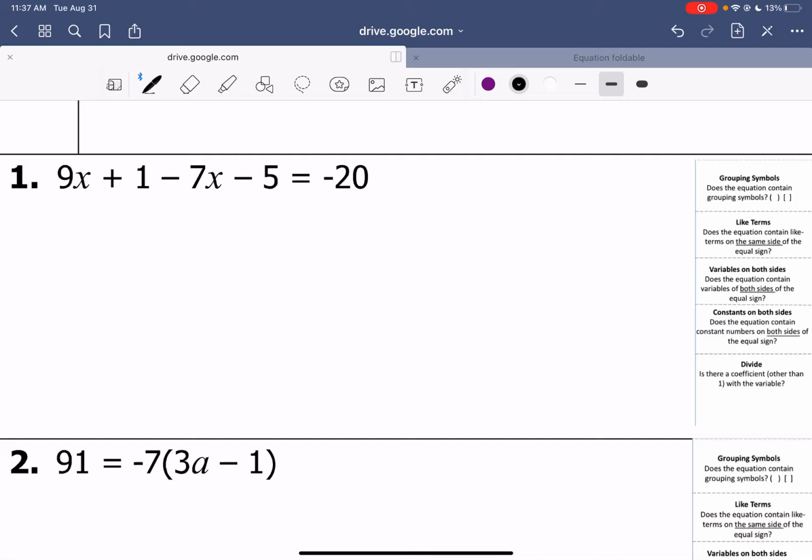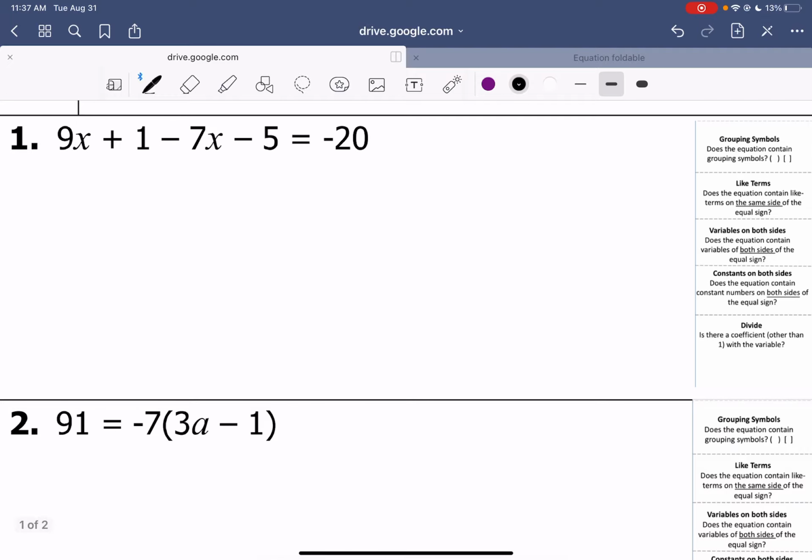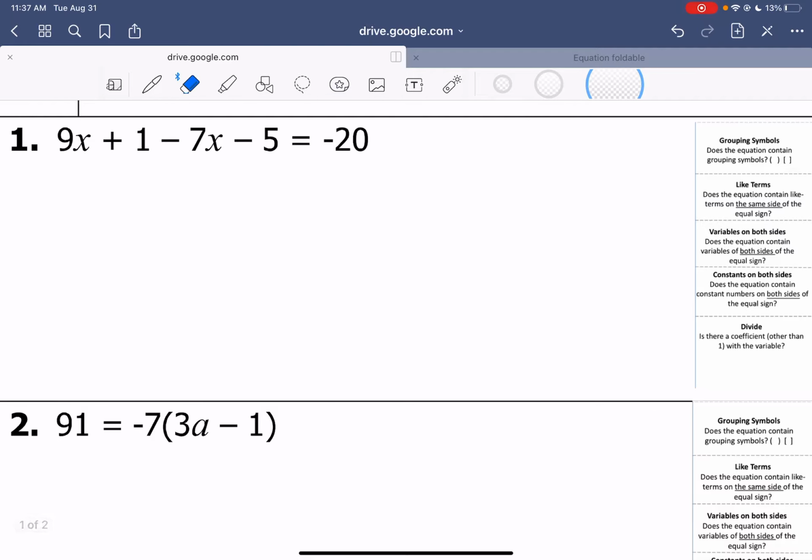So here is our notes page for today. There are 10 problems and I'll work through each of them, and I may go fast, but you can always pause the video to write down the steps if I'm writing too fast.